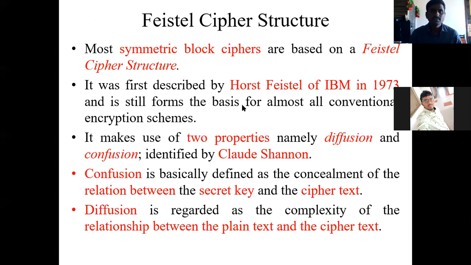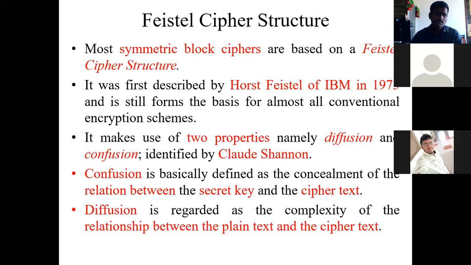Most symmetric block ciphers are based on the Feistel cipher structure. This structure was described by Horst Feistel of IBM in the year 1973, and still almost all conventional encryption schemes are using this.